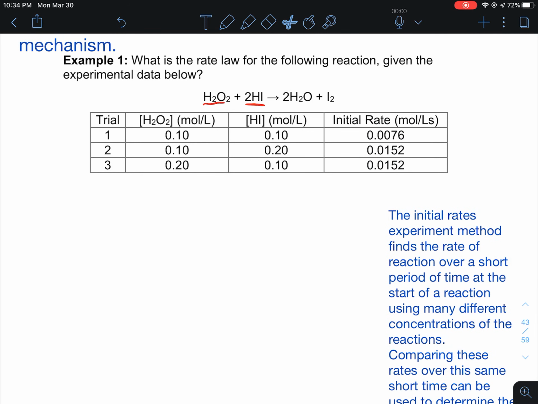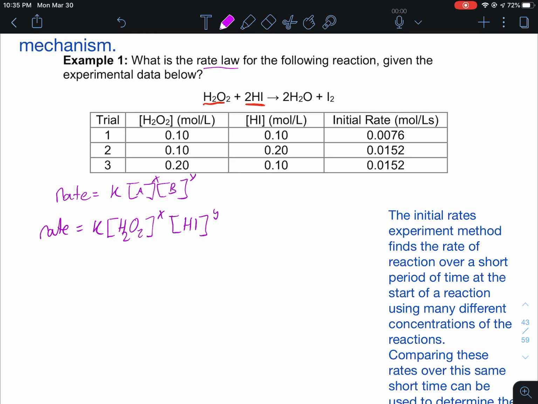So we are given a chemical reaction, and the first step is they want to know what the rate law is. The rate law follows this general format: rate equals some constant times the concentration of the reactants, as many as you have, raised to some powers. In our example, we have two reactants, so the rate is equal to k times our first reactant, H2O2 or peroxide, raised to some power, times HI raised to some other power.